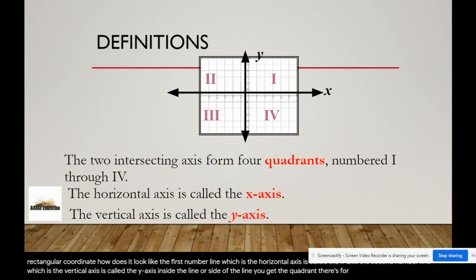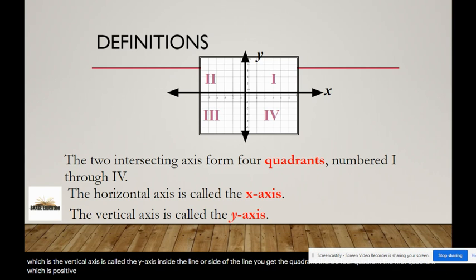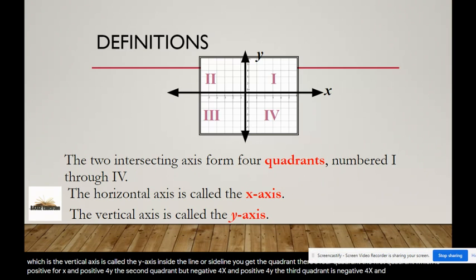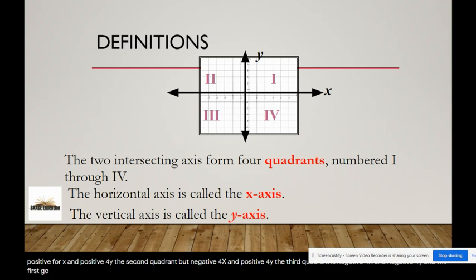There are 4 quadrants. The first quadrant is positive for x and positive for y. The second quadrant is negative for x and positive for y. The third quadrant is negative for x and negative for y. And the fourth quadrant is positive for x and negative for y.